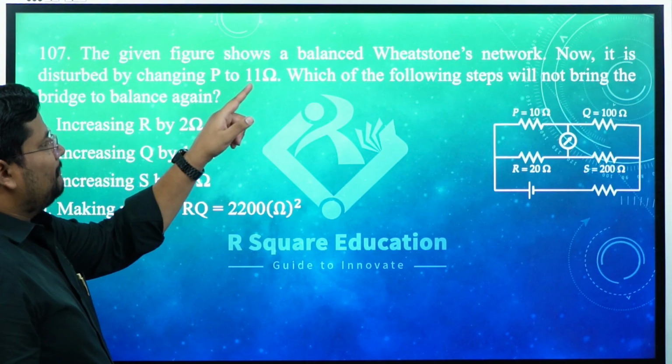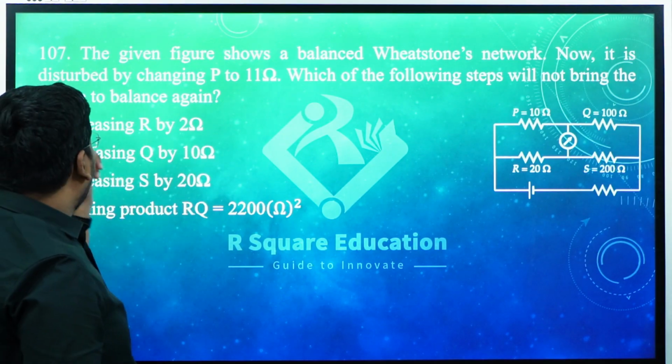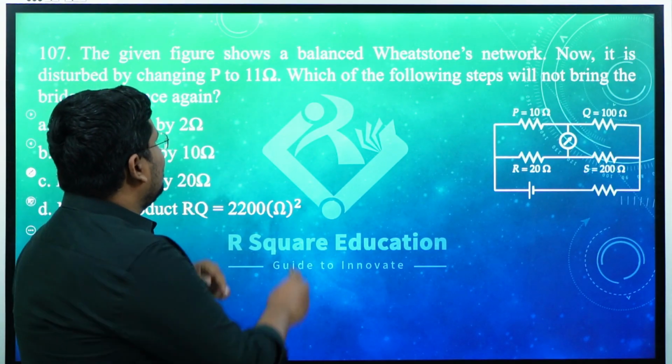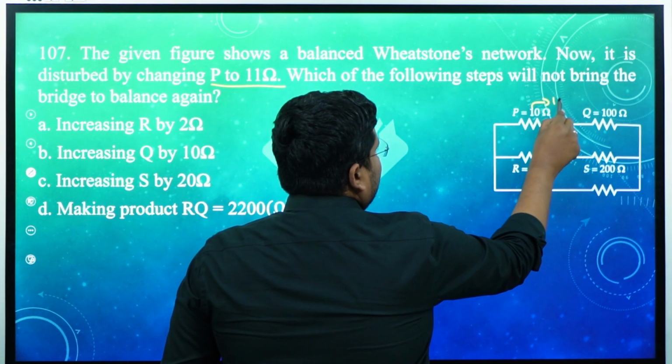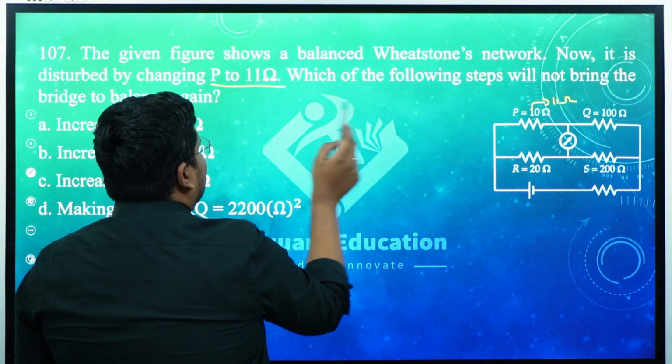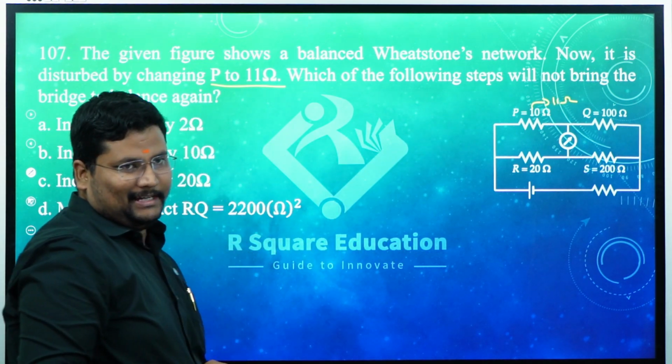The given figure shows a balanced Wheatstone's network. Now, it is disturbed by changing P to 11 ohms. So, they are changing P to 11 ohms. Which of the following steps will not bring the bridge to balance again?